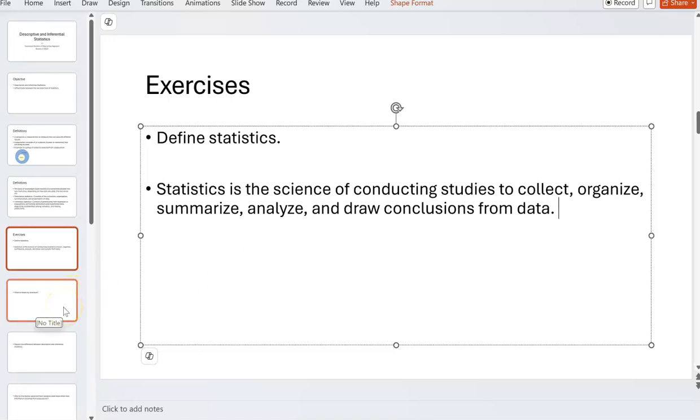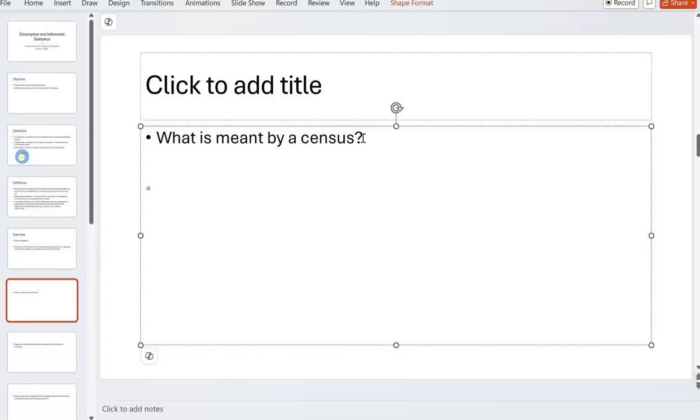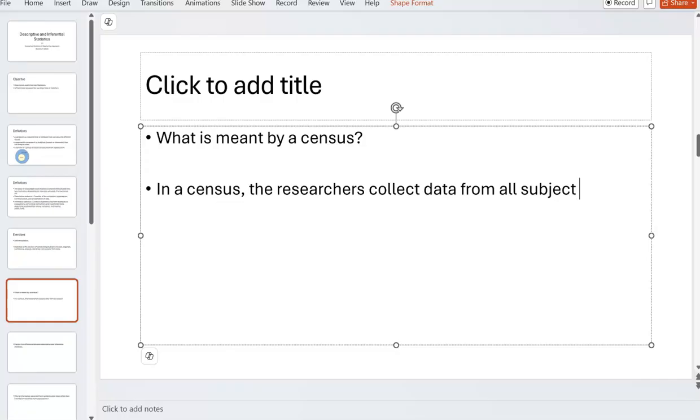And then that leads us into our next thing, which is what is meant by a census. In a census, the researcher collects data from all subjects in the population.